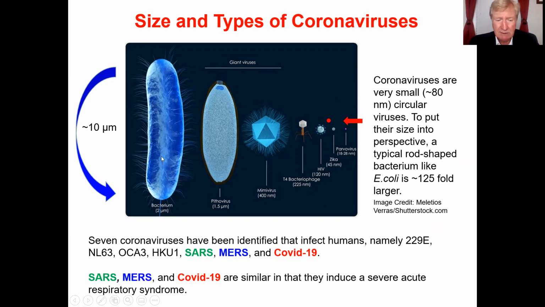Now, there are many types of coronaviruses. Some only affect animals, but there are 7 that have been identified over the years that affect humans. And the 3 I'm going to focus on are SARS, MERS, and COVID-19. These 3 coronaviruses are similar in that they all 3 induce a severe acute respiratory syndrome. And indeed, that's how the name SARS first appeared.